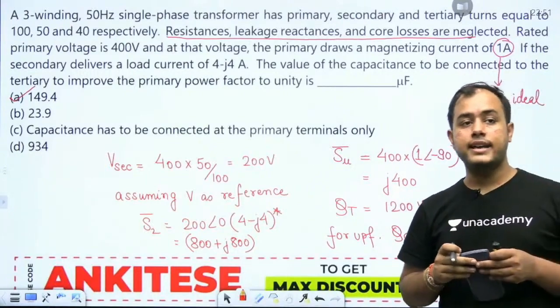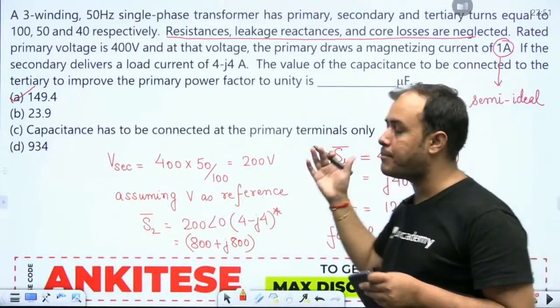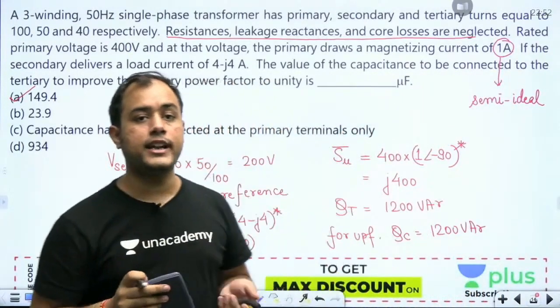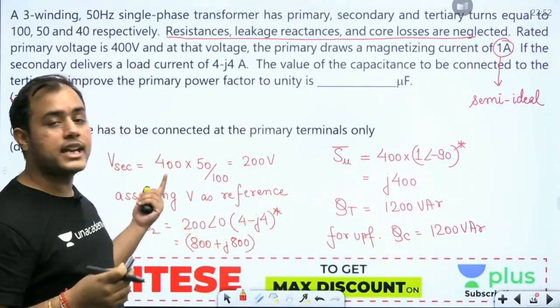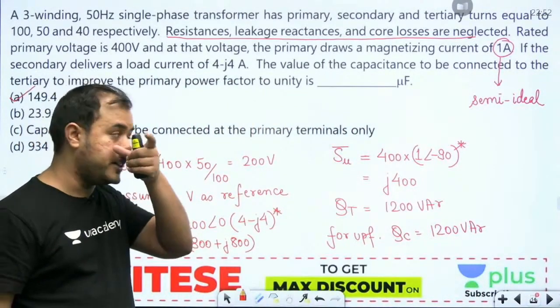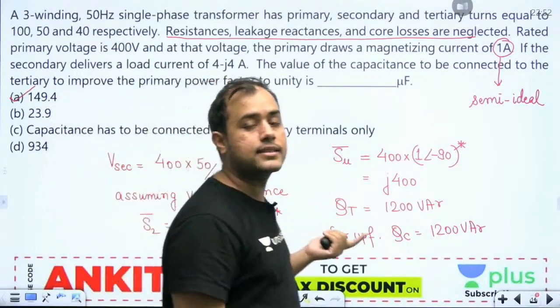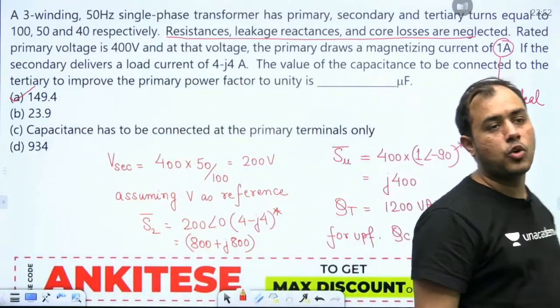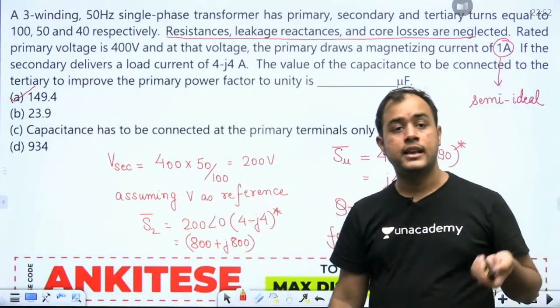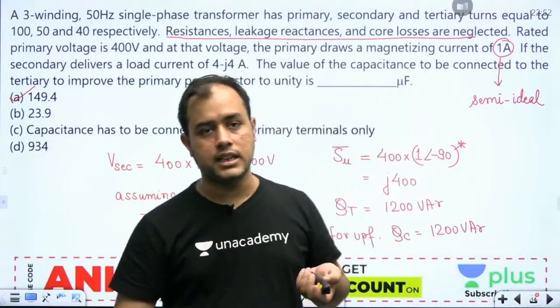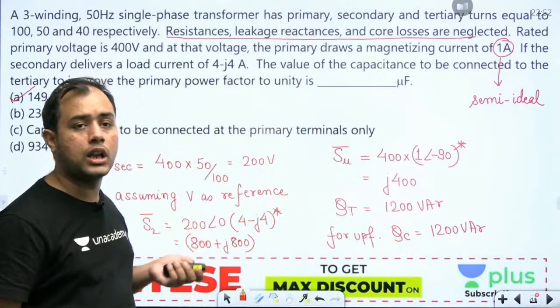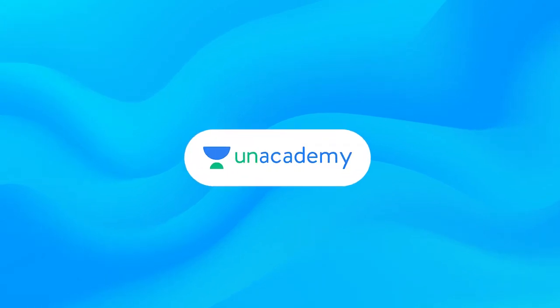So guys, you can solve it by MMF balancing. You can solve it by power. But what I believe is power is always beneficial because it makes the solution very, very easy. We don't have to think about the phase. We don't have to think about the angle. We can directly solve in terms of Q.